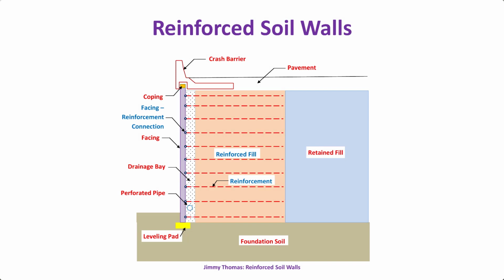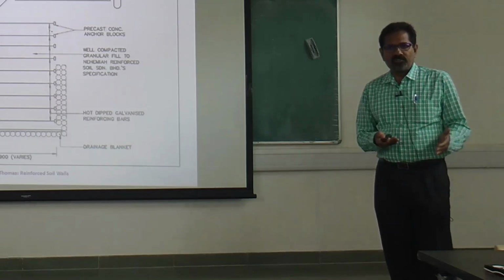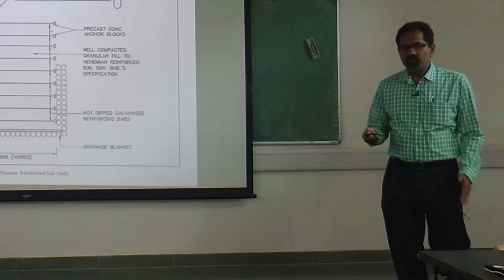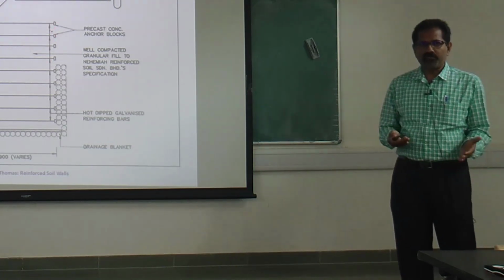Then coming to the internally stabilized systems, we have the reinforced soil walls. This will be covered in more detail later. Then we have anchored earth. The difference is that in reinforced soil walls, the reinforcement mobilizes a lot of friction, whereas anchored earth consists of small diameter rods or strips, which mobilize very little friction. So to mobilize the pull-out, they need anchors at the end, which mobilize passive resistance.